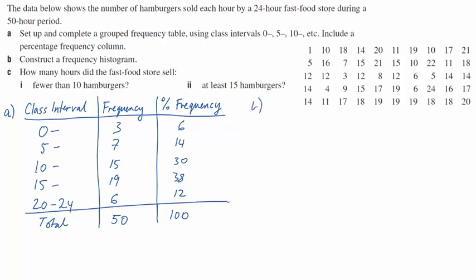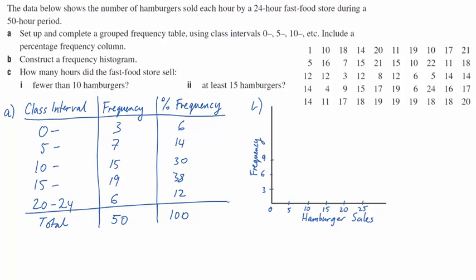Next, we've been asked to construct a frequency histogram. So on the horizontal axis, we're going to have hamburger sales, and on the vertical axis, we're going to have the frequency. Now, the height of each column we put on this histogram is going to show the frequency of that interval. So between 0 and 5, we know there's a frequency of 3, so we're going to make it height of 3 there. 5, but then less than 10, we know there was a frequency of 7, so we make our column have a height of 7.